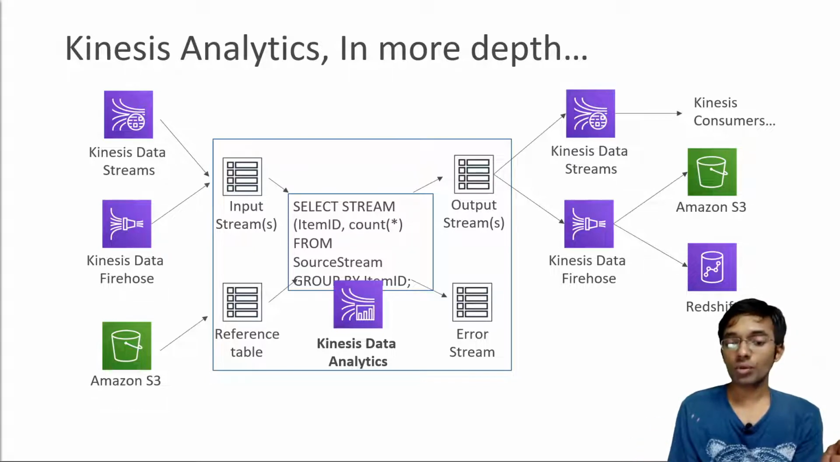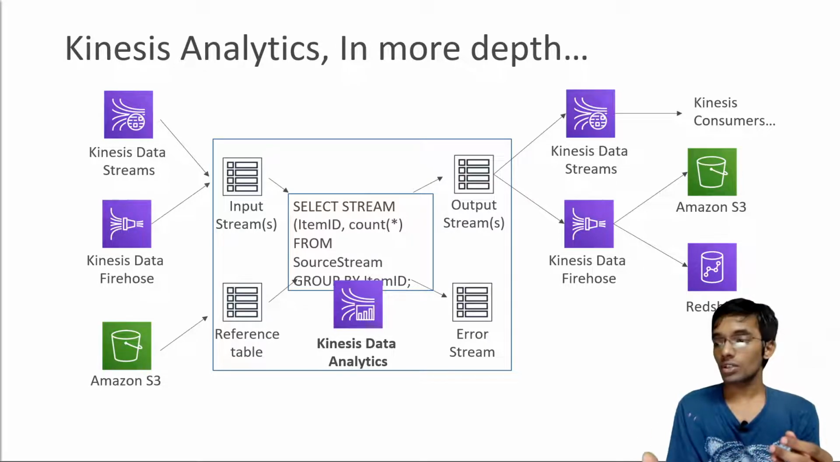This output stream and this error stream can be analyzed, and the output stream itself can be a Kinesis Data Stream. If it is, then all your Kinesis consumers can read from that Kinesis Data Stream. Or you may want to take that output stream and insert it into S3 or Redshift, and therefore you are going to use Kinesis Data Firehose to read from the output stream and send it to Amazon S3 or Redshift. This is how Kinesis Analytics works, and you don't need to know much about it.